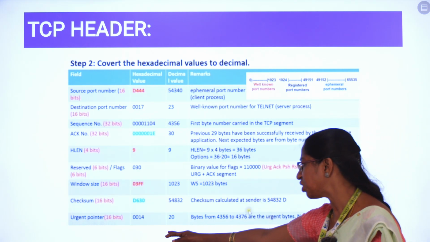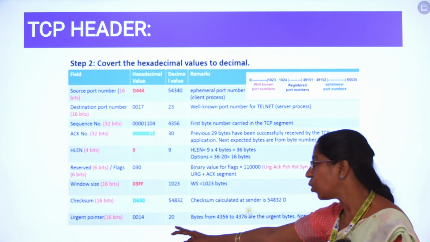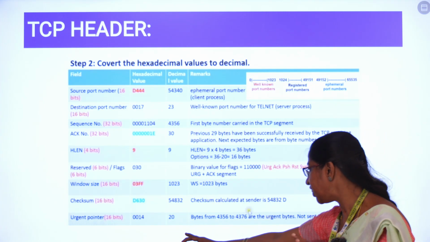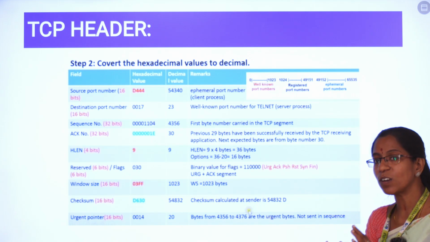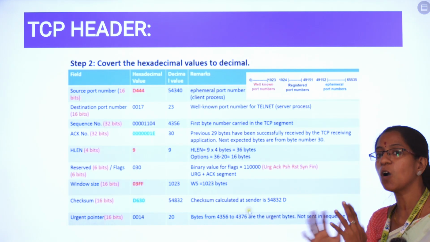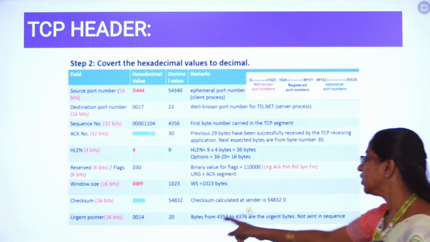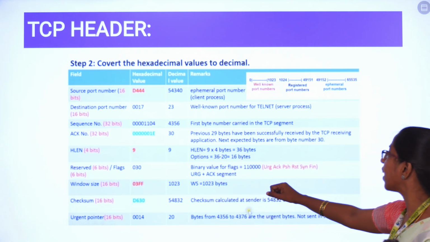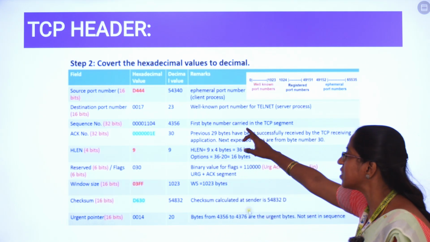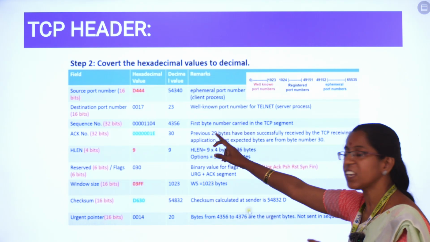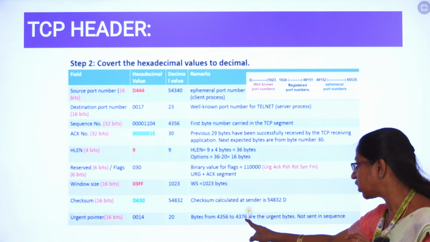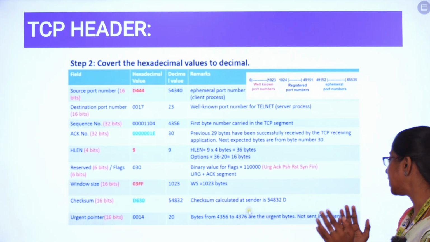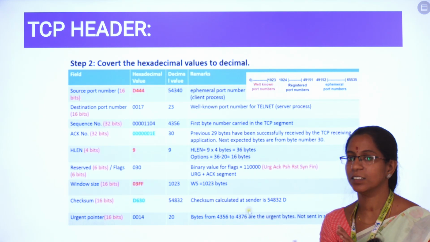Last one is urgent pointer, 0014, corresponding decimal value 20. So urgent pointer is for calculating up to how much data I want to transfer. So 20 bytes. We already have the sequence number, which is 4356. So 4356 plus 20 is 4376. Up to this data we can send.